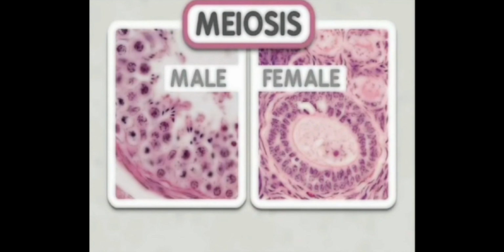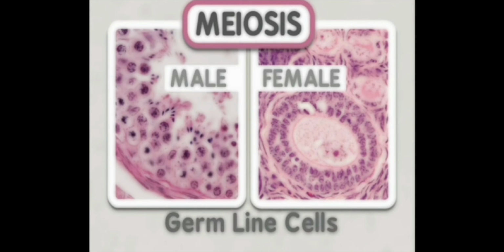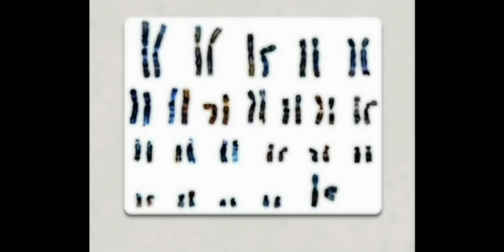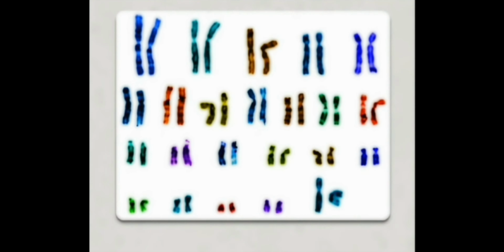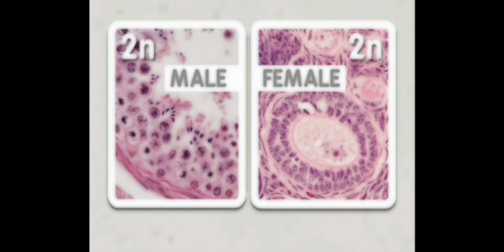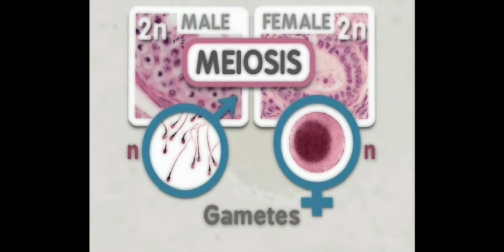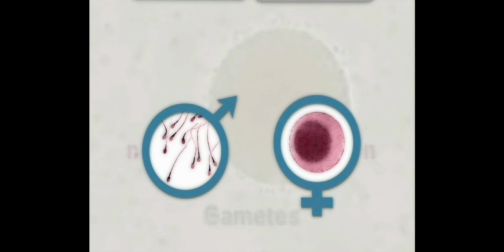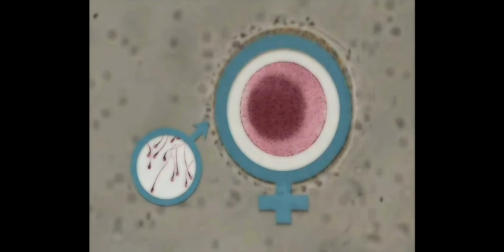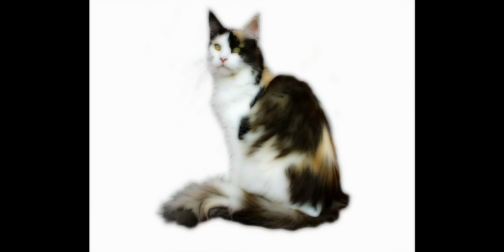Gametes are formed through a process called meiosis. The cells that undergo meiosis to produce the gametes are called germline cells. In diploid organisms, germline cells have two copies of each chromosome. Germline cells undergo meiosis to produce haploid gametes, which have only one copy of each chromosome. These haploid gametes fuse to form a diploid embryo that grows into the adult.